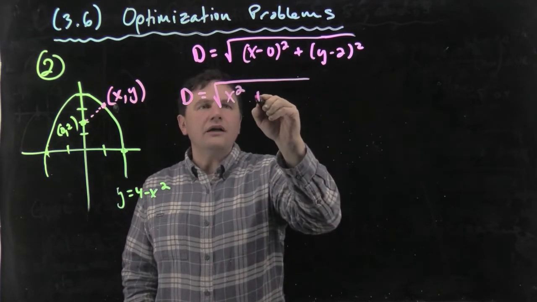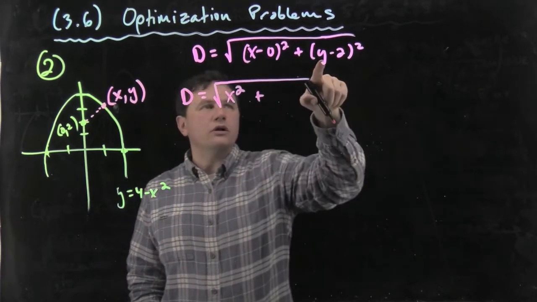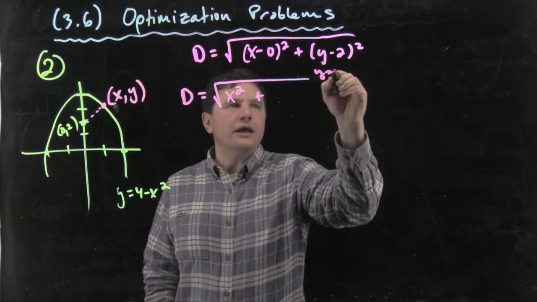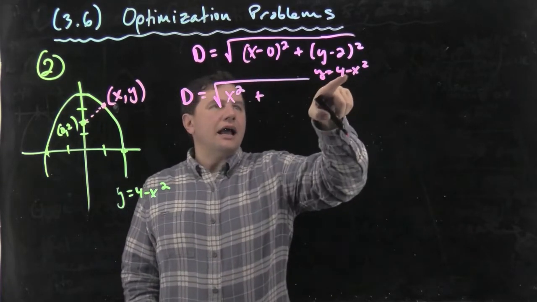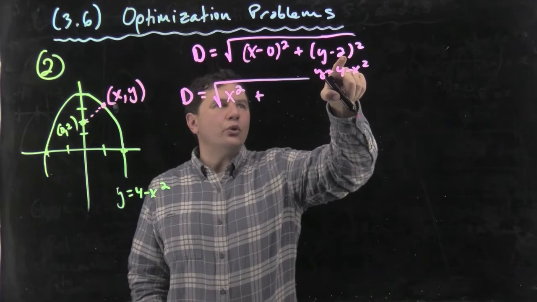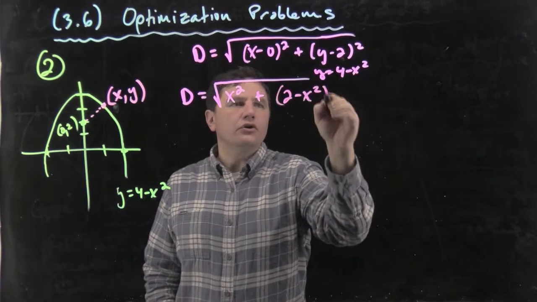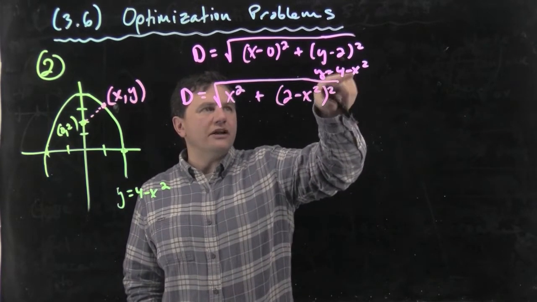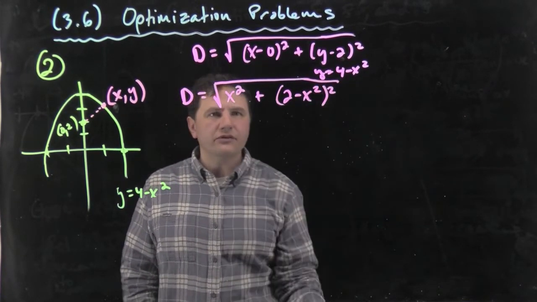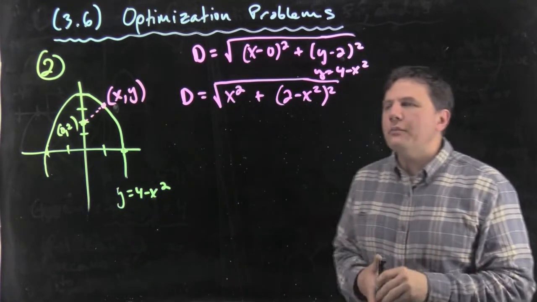And this will be plus, and then 4 minus x squared. If I plug that in here, so y equals 4 minus x squared, I'm going to have 4 minus 2, so let's call this 2 minus x squared, squared. You follow that? So I'm just plugging this in there, and 4 minus 2 will give us 2. All right, now here's the thing.